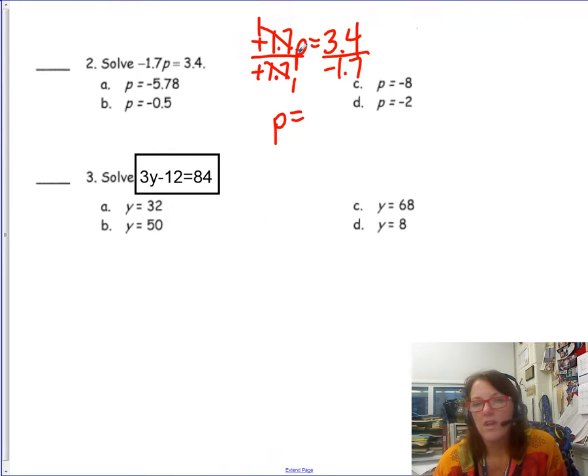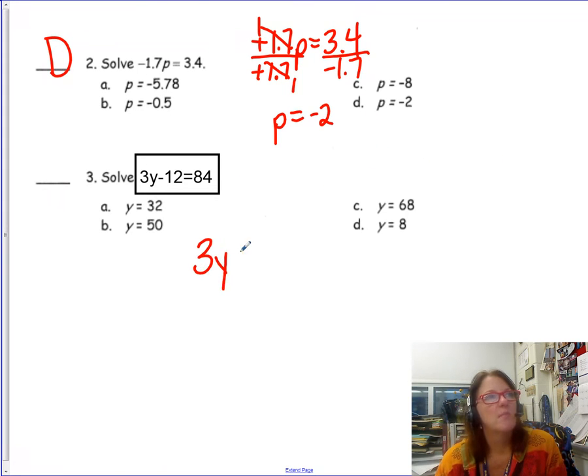You can either use your calculator or you might be able to recognize that 34 and 17, they're exactly half of each other. So 3.4 divided by 1.7 is 2, but it's going to be negative 2. D. Number 3, aha, this is a 2-step equation. I'm going to rewrite this just so I can give myself a little more room.